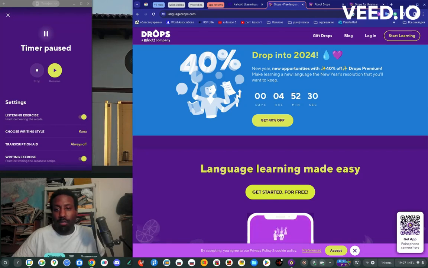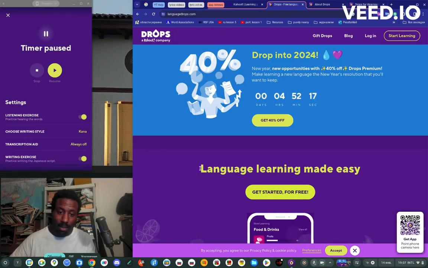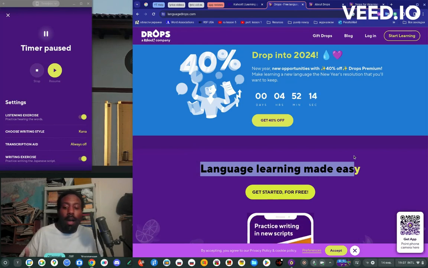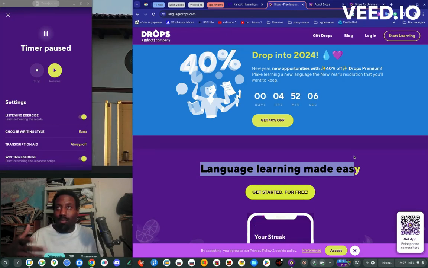Now, today I want to review Drops, in its capacity as a script learning application. For those of you who don't necessarily know what that means, a script is basically the written form of any language. English uses the Latin script, as you can see here, language learning made easy. But there are also other scripts, such as Cyrillic, which is used in Russian, or Kana, which is used in Japanese, or the, I don't know, Chinese script. Basically a script is taking all the sounds of any given language and putting them onto paper.